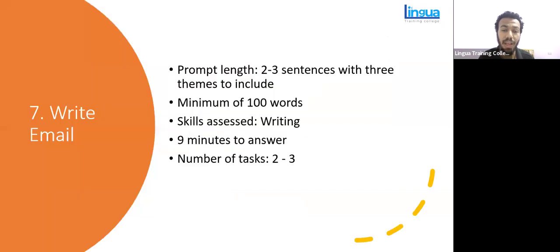The last question we have in the speaking and writing section is write email. This is different from academic writing, which asks you to write essay, but here you write email. You get 2 to 3 sentences as prompting and it tells you what to write about. Minimum of 100 words, and this is assessing your writing. You get 8 minutes to answer, and you need to write 2 to 3 emails.